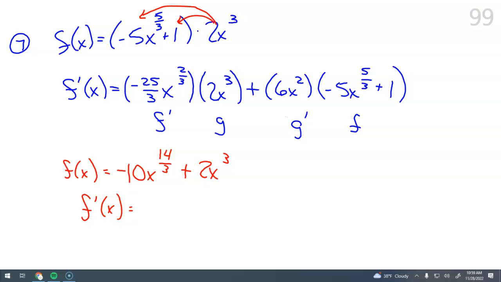I can bring that down and say, okay, that's negative 140 over 3x. And then if I take 1 away from 14/3, you're taking 3/3 away, so you get 11/3, and plus 6x squared. Believe it or not, those are the same answer. And I would take either one.